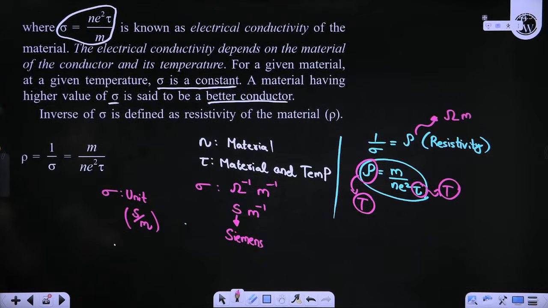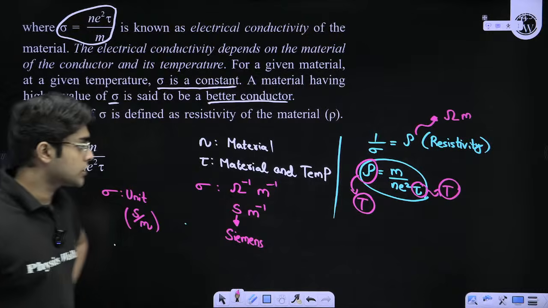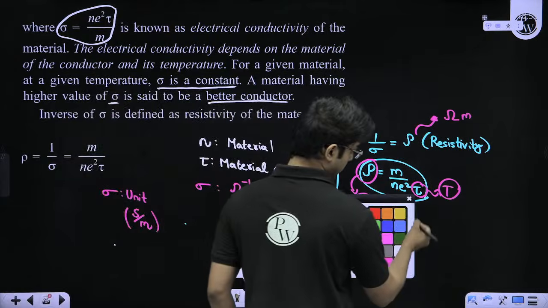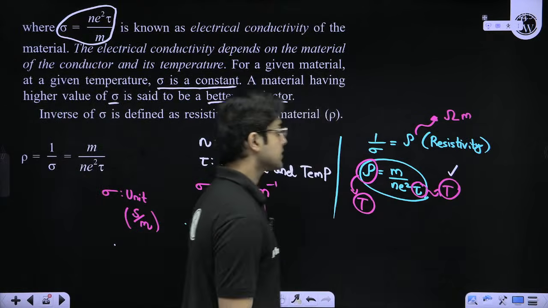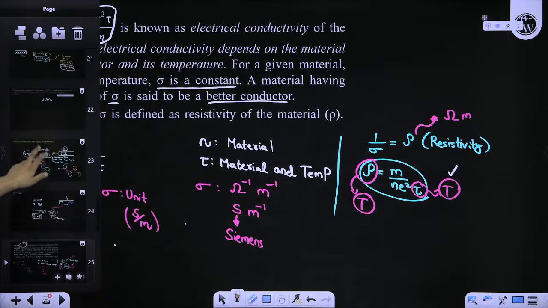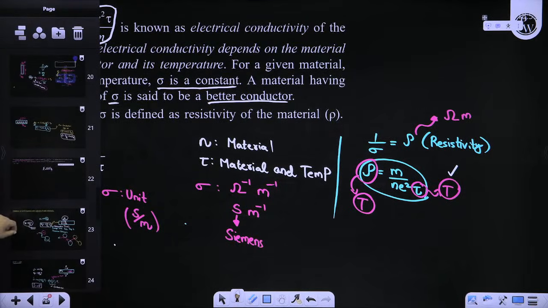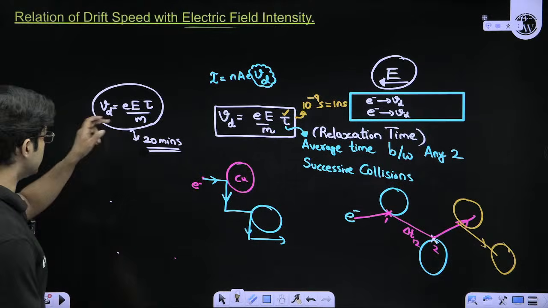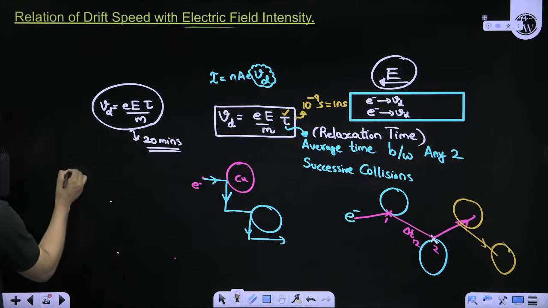And yeah, that's all. That's about resistivity. A question that can easily be asked is the temperature dependence, about conductivity and resistivity. There is also another formula called mobility, which is related to this drift speed formula. That is also worth remembering.